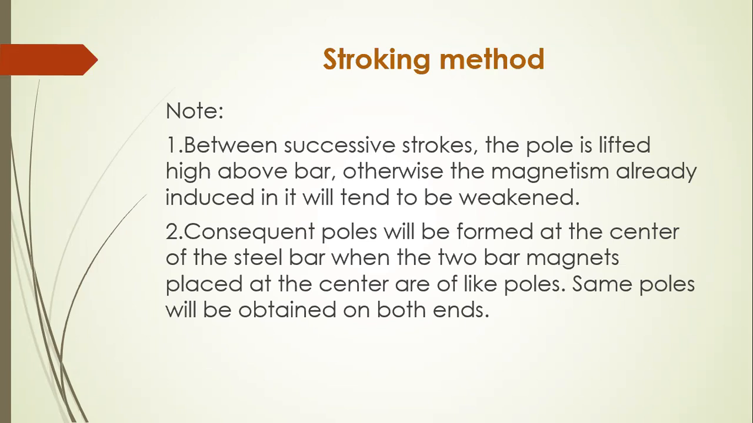So the magnet has to be removed. Otherwise, the magnetism that has already been induced within a steel bar or just an iron substance will tend to be weakened. Second, you have to note that consequent poles will be formed at the center of the steel bar when the two bar magnets are placed at the center with like poles. The same poles will be obtained on both ends. So those are just two of the things that you have to note while using this stroking method.